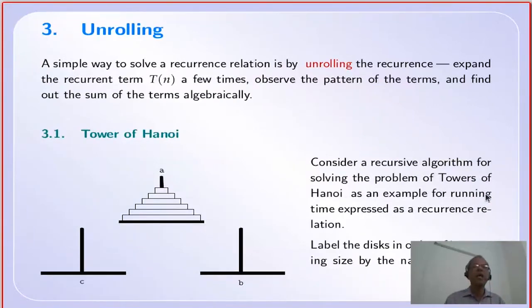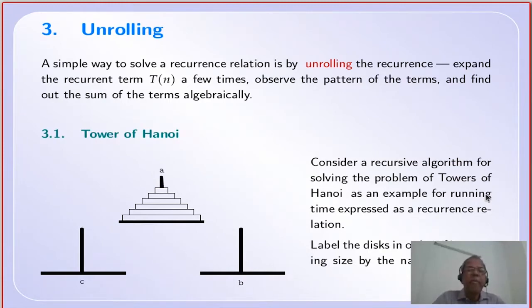Okay, now let us illustrate the 3 widely used techniques for solving recurrence relations. Unrolling is the first technique. We have already seen that.